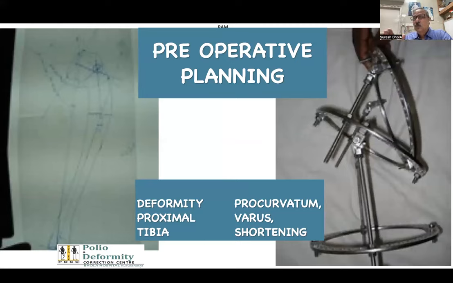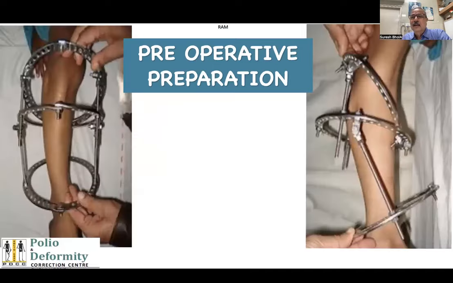So placement of the rings, how the hinges are to be placed, first paper planning, then before autoclaving the Ilizarov apparatus with hinges, and again putting it to the patient, where the pins will go, the placement of the pins, placement of the rings, everything is crucial. You have to just sit by the patient.